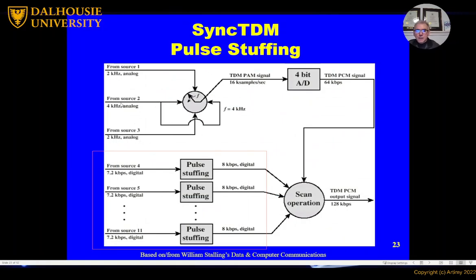So this output, they are sampled, because we have 2 and 4 and 2. So collectively, add them together, they are 8 kilohertz. So we need to sample them all at 16 kilosamples per second, which is twice, and then convert them to 4 bits each sample. So if we multiply 16 by 4, we end up with 64 kilobits per second. Right?